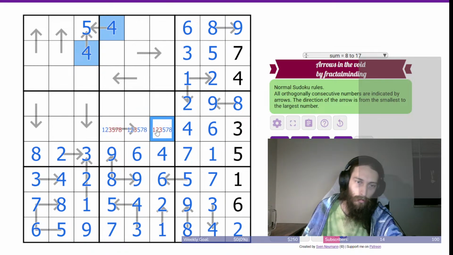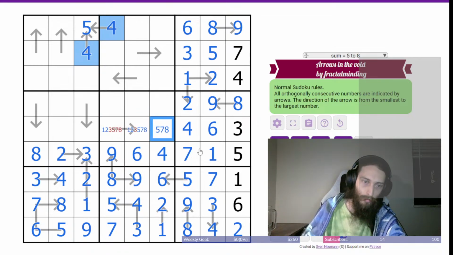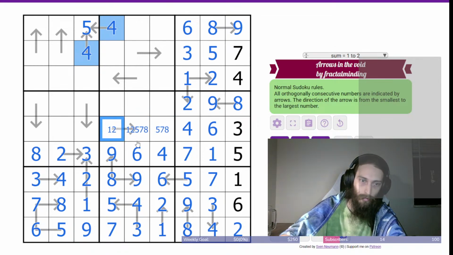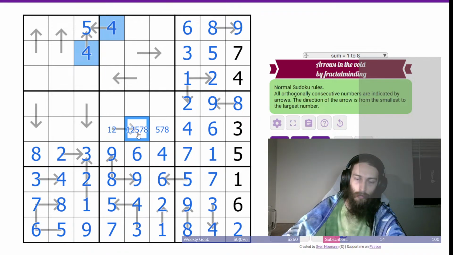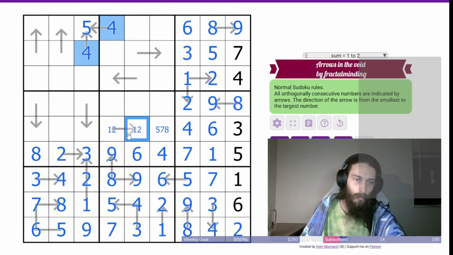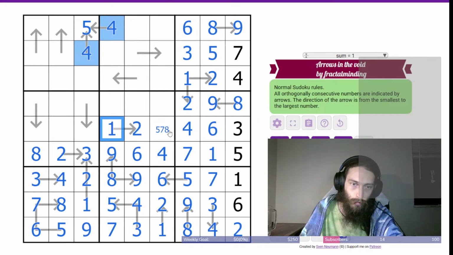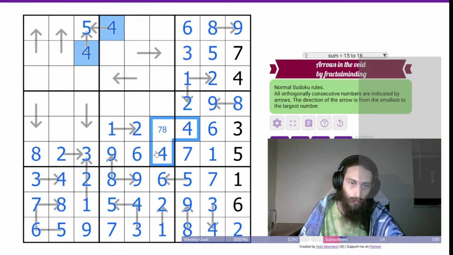9, 6, 4. This can't be 1, 2, or 3. Not a 3. 3, 5, 7, 8. Well, this is an arrow, so 5, 7, and 8 don't reach the number before it. This has to be a 2, 1. You can't put a 5 next to 4s.